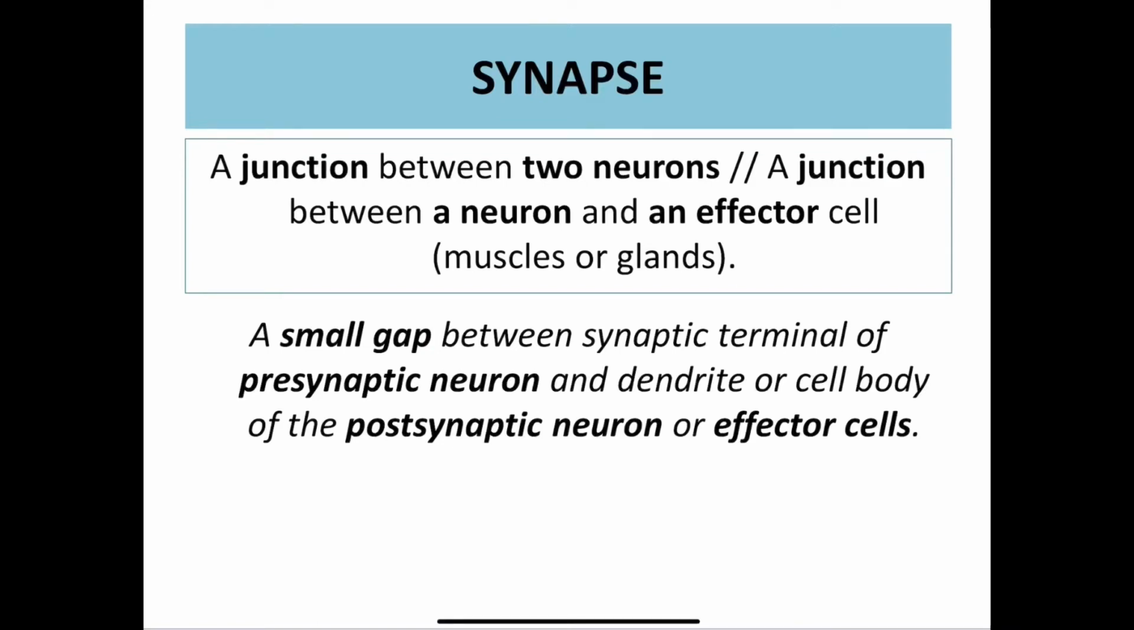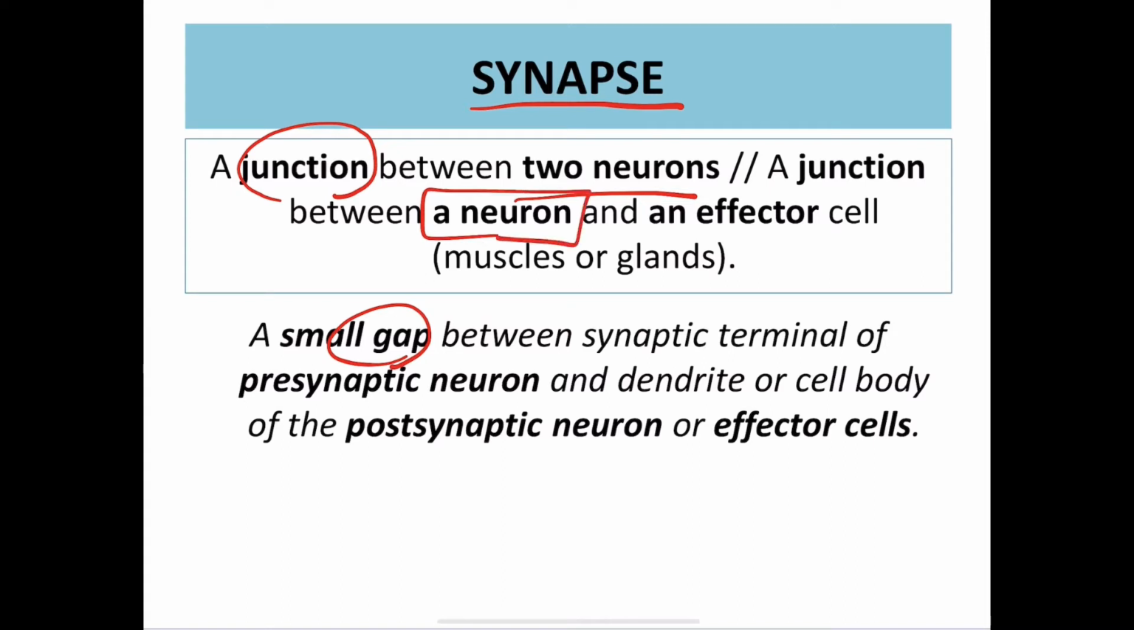In this video, we will discuss synapse and transmission of impulse across synapse. Synapse refers to the junction or gap between two neurons or between a neuron and an effector cell. The two neurons involved are the presynaptic neuron and the postsynaptic neuron.